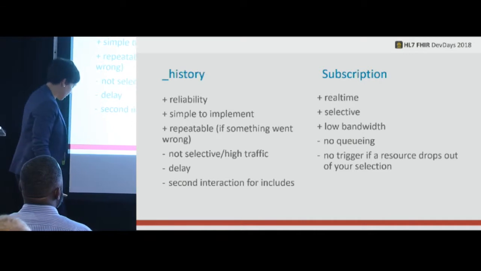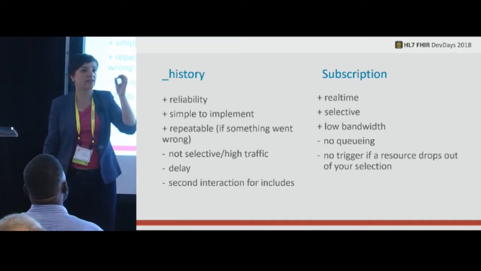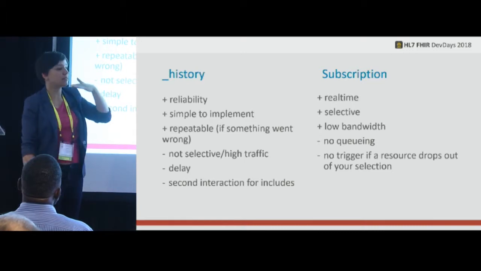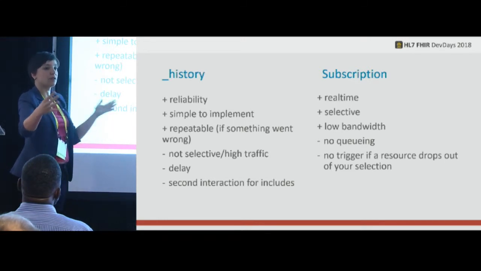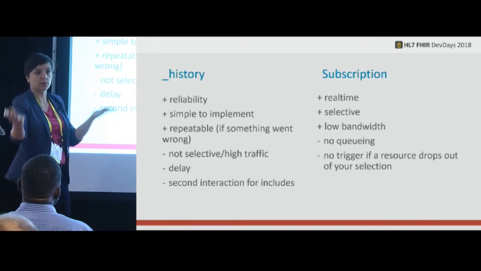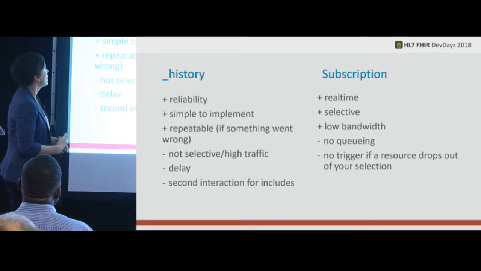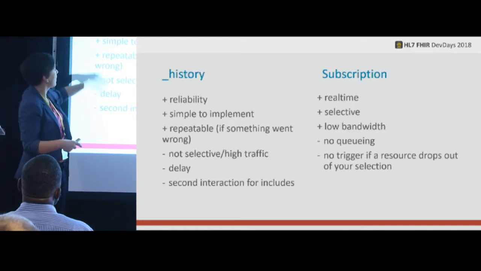So the history interaction has one advantage. It's pretty reliable, because if you miss polling the server because your integration engine has been down for maintenance for an hour, you can always save the timestamp of the last successful polling, and whenever you repoll, you will always poll for the interval since the last successful interaction. So it doesn't matter if the system is down for a certain period of time, you will always pick up where you left off and you will never miss a message. It's pretty simple to implement. If something went wrong when processing the data, you could just repeat your query.